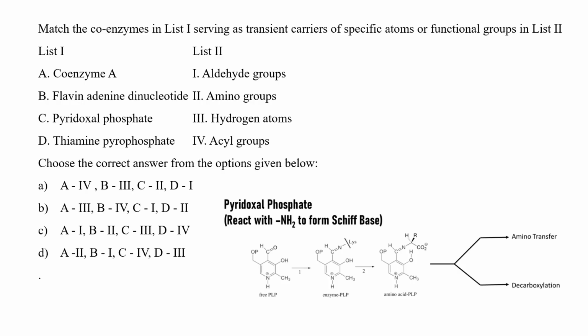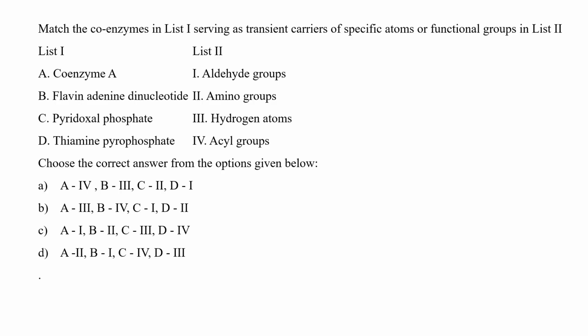Pyridoxal phosphate is a coenzyme having an aldehydic group, and it reacts with the amino group of any amino acid or any other molecule having an NH2 group and forms the Schiff linkage. So C has to be connected with 1. No. We have to find out to which group it reacts, not the group it contains. Pyridoxal phosphate definitely has an aldehyde group, but it reacts with the amino group. So C has to be connected with 2.